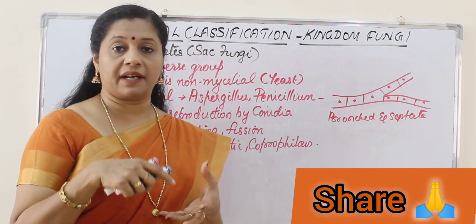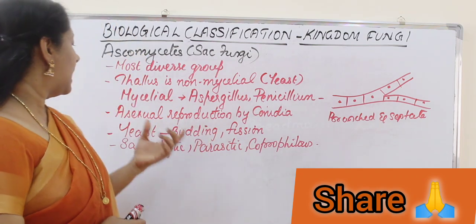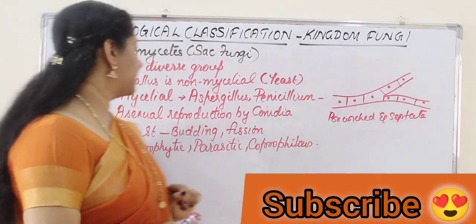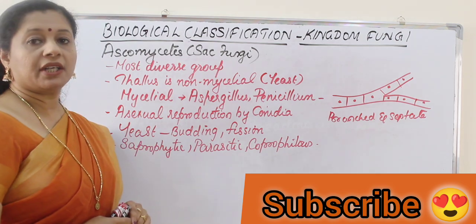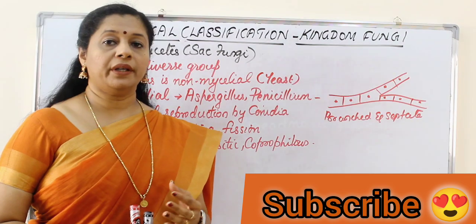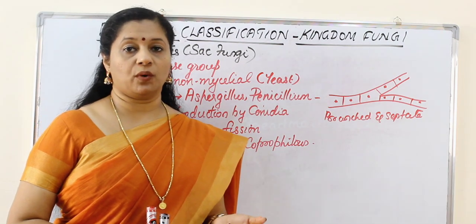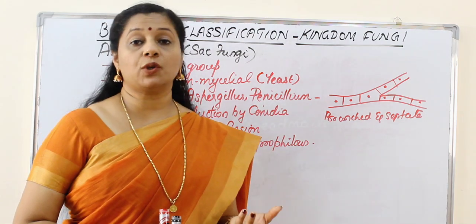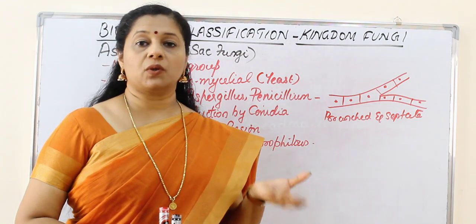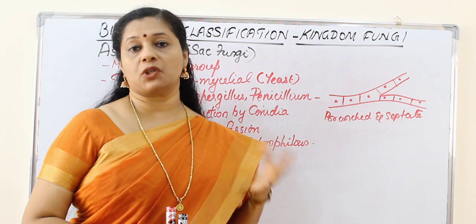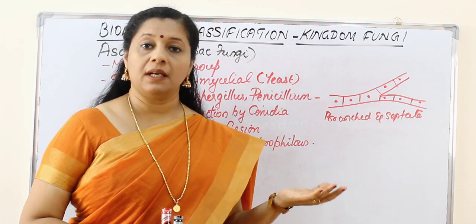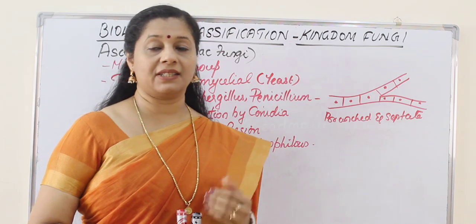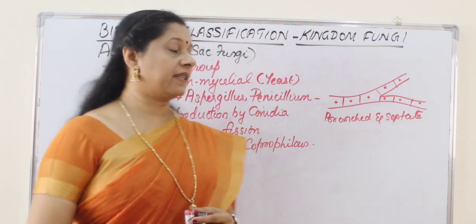which form tuft of hyphae forming mycelium. And we know what is the nature of the mycelium. It is branched and septate. Then asexual reproduction is through conidia. Conidia is a non-motile spore which is produced in a structure called a conidiophore, and it is exogenously produced. We discussed exogenously produced, endogenously produced, non-motile, motile types of spores in the previous video. If you haven't watched that, please go and watch that, learn the general characteristics first and then proceed further.